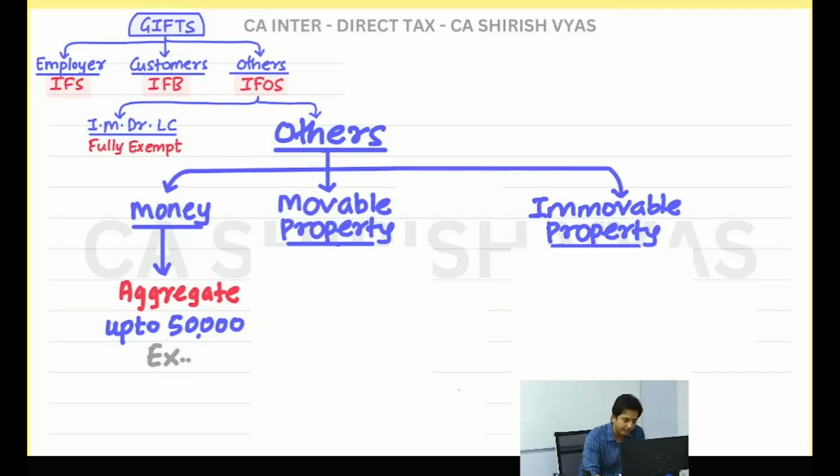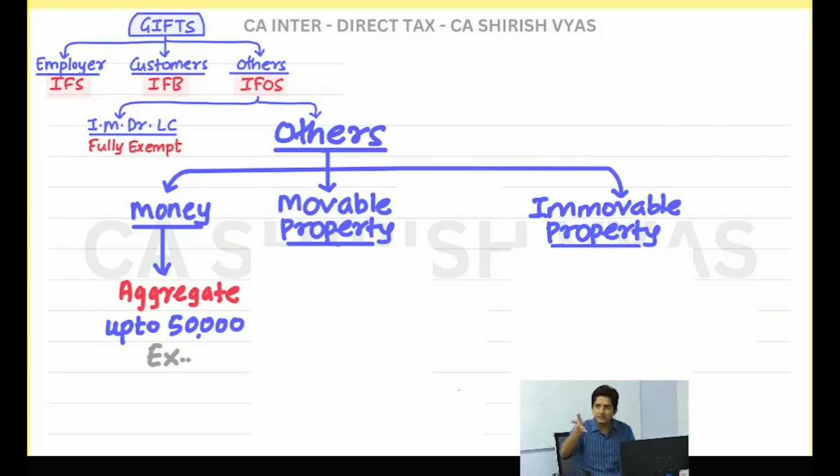Okay. Then in movable property, imagine I received gold from someone. So you have to see the market value of that. And here also aggregate. For example, she gave me gold, market value is 12,000. Then she gave me gold, market value again 12,000. We have to add the market value. Then he gave me gold, market value 40,000. 12, 12, 40, total became 64, taxable. Same thing, but in money you simply add the money. But if it is gold, you have to add the market value.